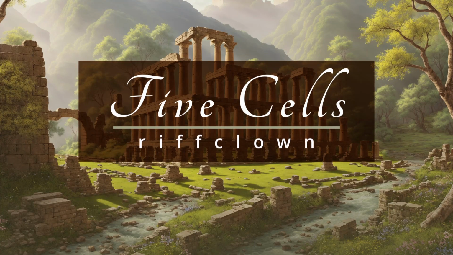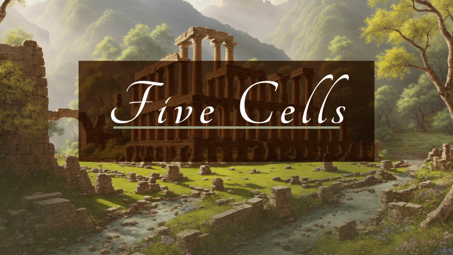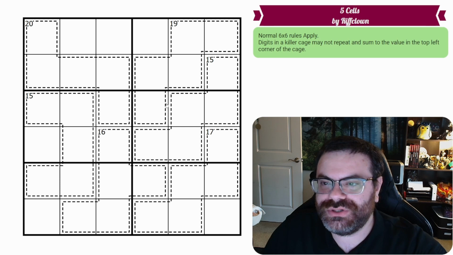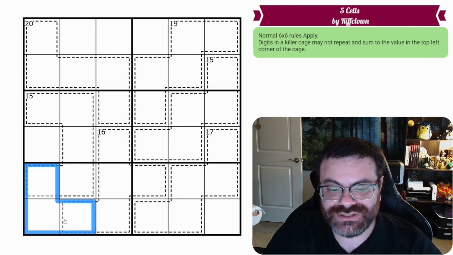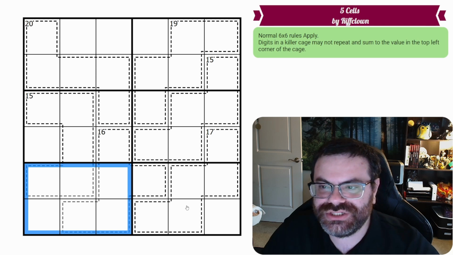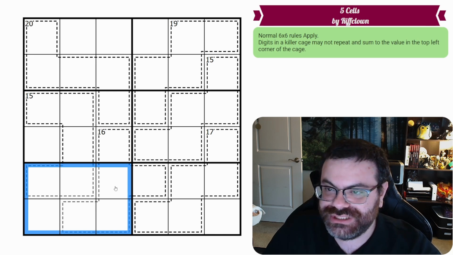Hello, let's continue our Sudoku adventure with 5 cells by Riffclown. So we have normal 6x6 Sudoku rules, so in every row, every column, and every 2x3 box, we are placing the digits 1 to 6 exactly once each.